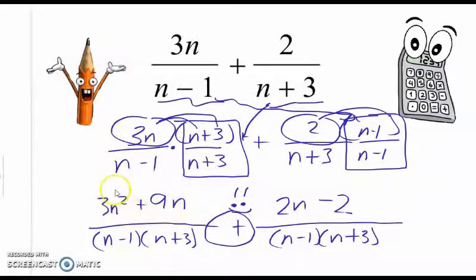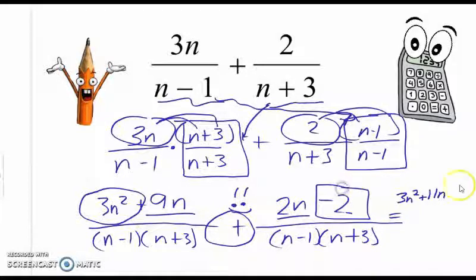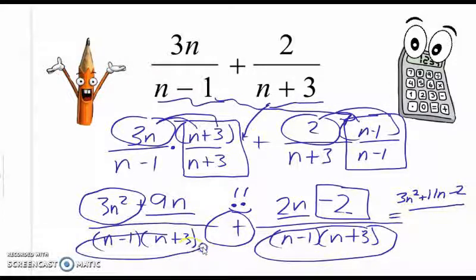Very happy. Our lives are so much easier now. We only have to add. We don't have to flip anything. Our final answer will be 3n squared plus 11n minus 2. That will be our numerator after we add 3n squared plus 9n and 2n minus 2. So we already got the hard part done on the top. We already established our new denominator, which is n minus 1 and n plus 3.